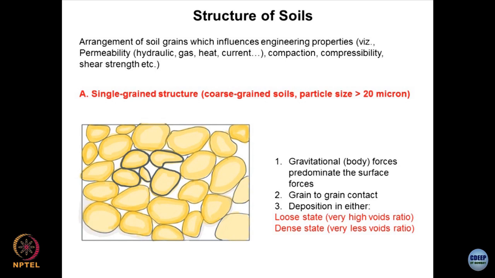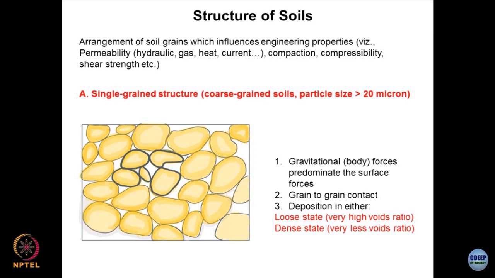So when we talk about the structure of the soil, this is also known as grain structure. Basically what it defines is the arrangement of the soil grains. Weathering takes place, there is a transportation agency, and then ultimately these grains of the soil, which have become very fine, come and settle down somewhere. Why this is very important to study is because grain structure is controlling all the engineering properties of the soils. This will control each and everything.